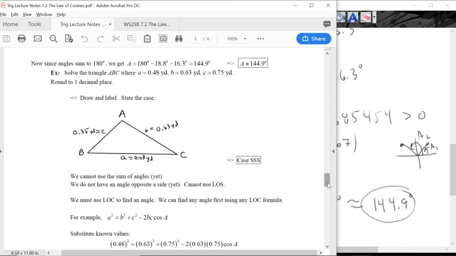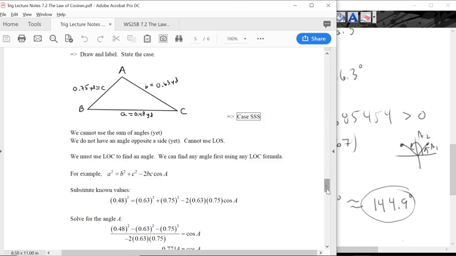Okay. So here's a side, side, side case. Solve the triangle where a is 0.48 yards, b is 0.63 yards, c is 0.75 yards. Start, as always, by drawing and labeling the triangle. So we label the three vertices and the three side lengths, and then we put in the numerical values. So now we have to determine at least one of these angle measures. So just pick one of the angles. It doesn't matter which one, any one of them that you want. Okay, and so down here, for instance, I'll solve for angle A.